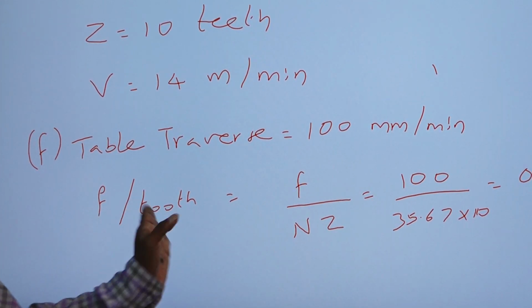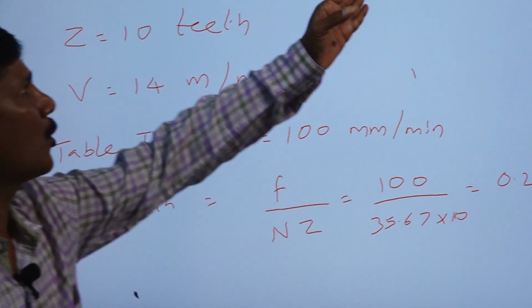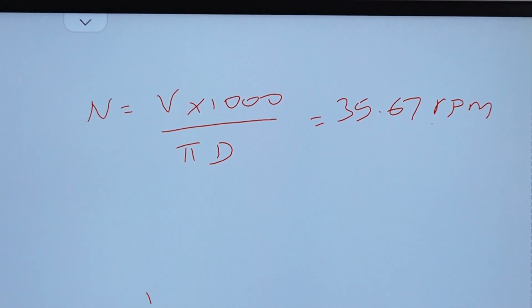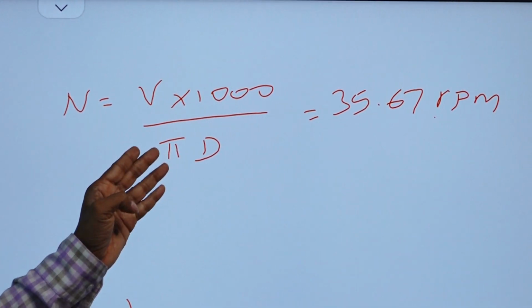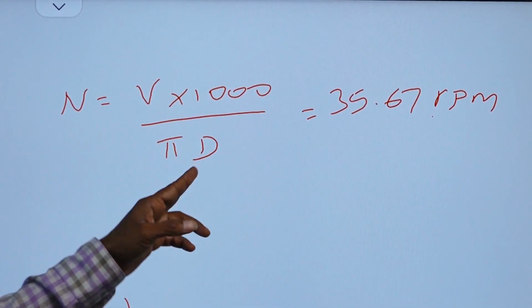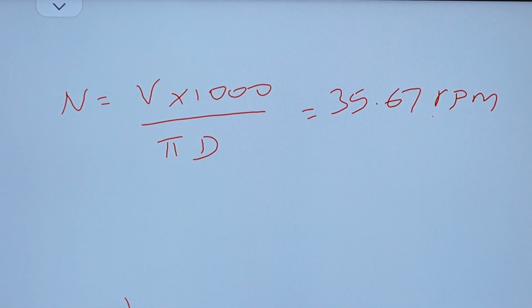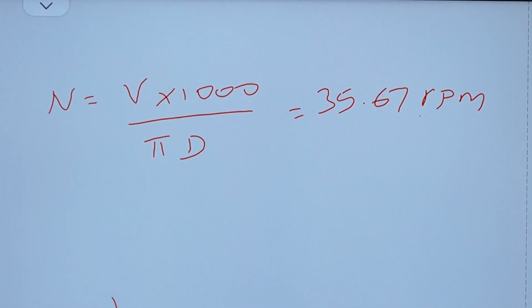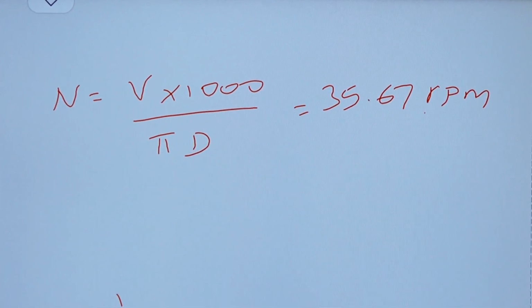They are asking for feed per tooth. For that we should calculate N, the revolution per minute. So V equal to pi D N by 1000, therefore N equal to V into 1000 divided by pi D. When you substitute the value of velocity and diameter, we can get the RPM. It is 35.67 RPM.